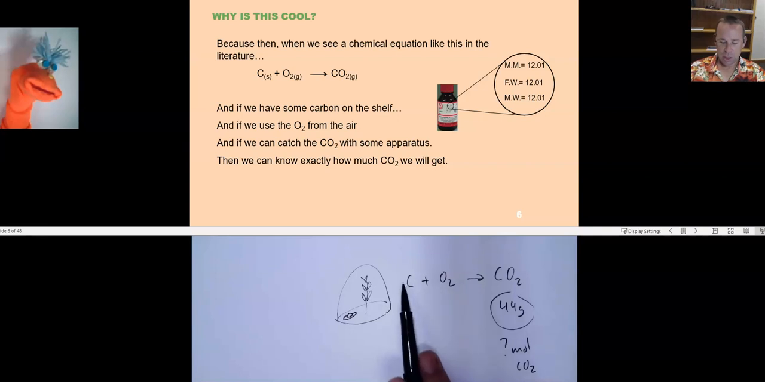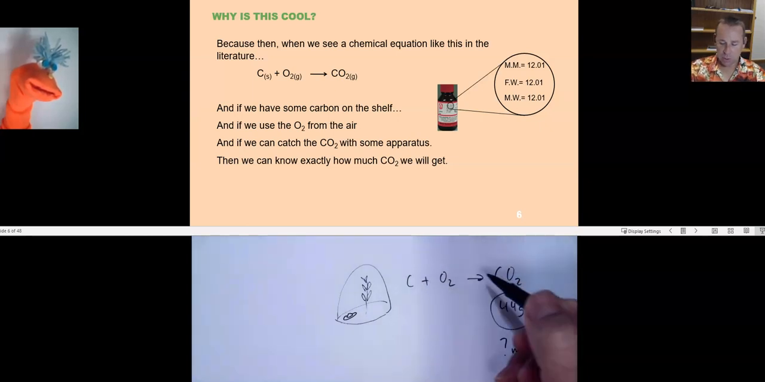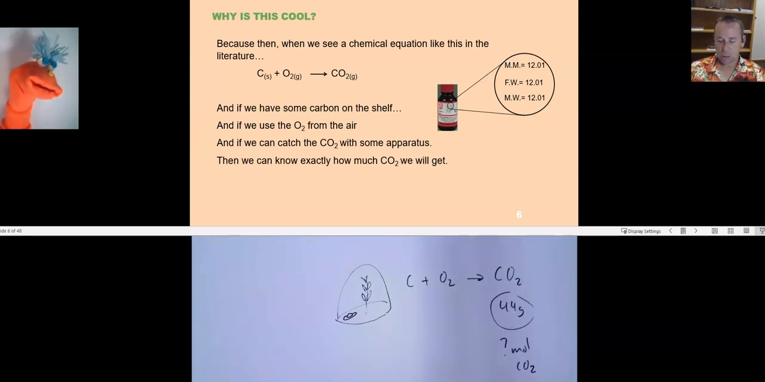Because this equation here says 1 mole of this plus 1 mole of this will yield 1 mole of this. You see that's my chemical equation. And the coefficients, which I don't have any numbers in front, so this just means 1, tells me if I want 1 mole of carbon dioxide, I need to consume 1 mole of this and 1 mole of oxygen gas.